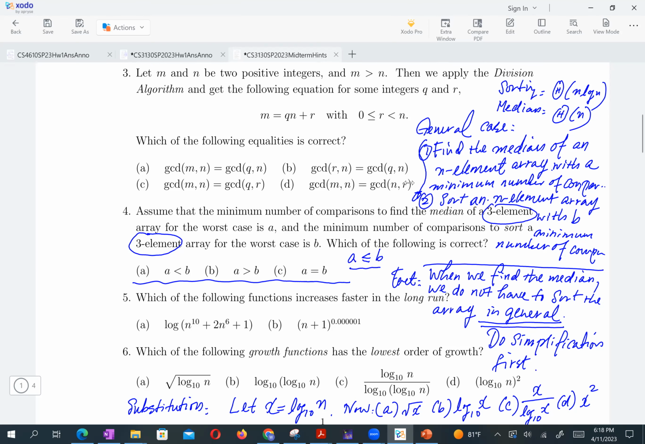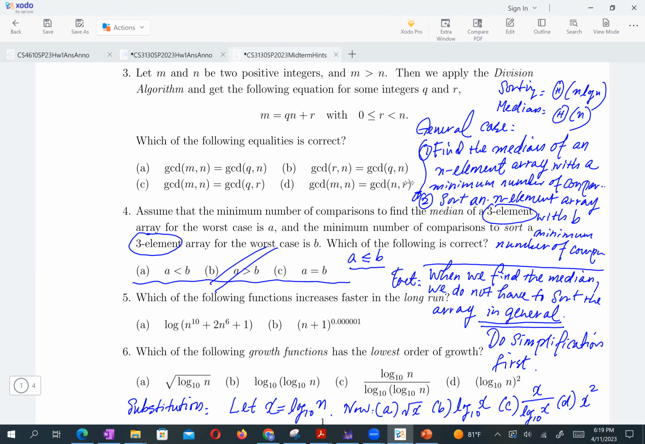Option B cannot be true, right? So it can be easily eliminated, option B. So you only need to consider A or C. But in A or C, which one is correct? Can you do it?